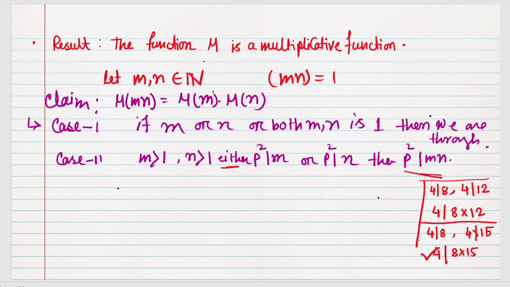Similarly, if either p squared divides m or p squared divides n, then p squared obviously divides mn, which is true. So from here we can easily write that mu of mn equals 0, which equals mu of m times mu of n.